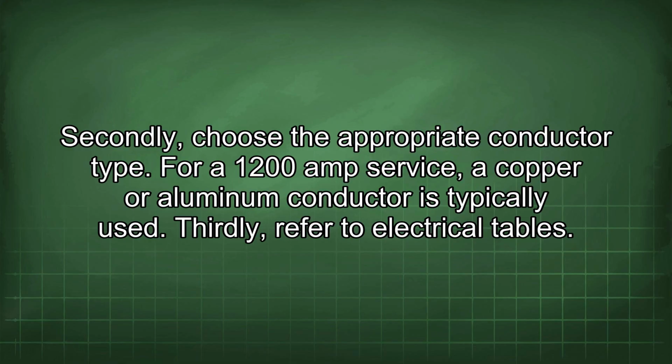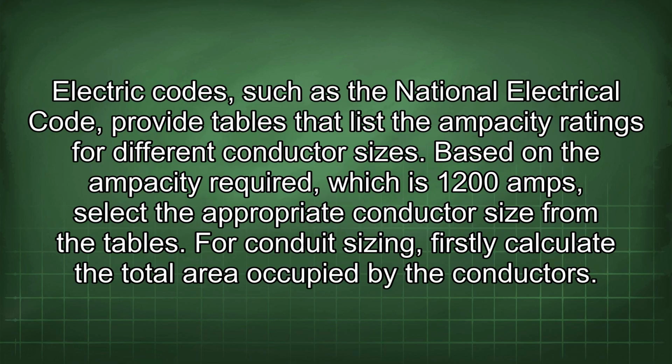Thirdly, refer to electrical tables. Electric codes, such as the National Electrical Code, provide tables that list the ampacity ratings for different conductor sizes. Based on the ampacity required, which is 1200 amps, select the appropriate conductor size from the tables.